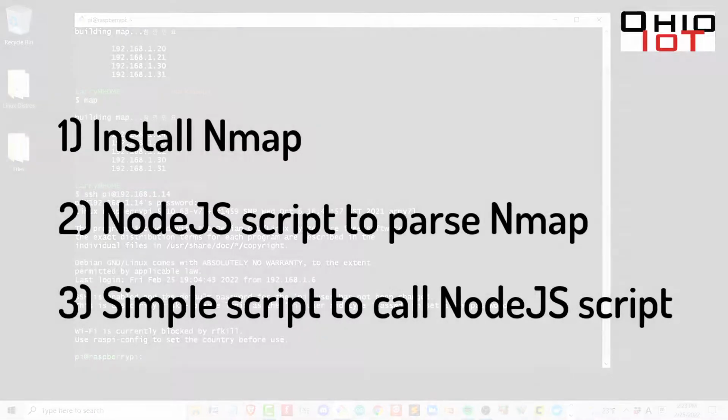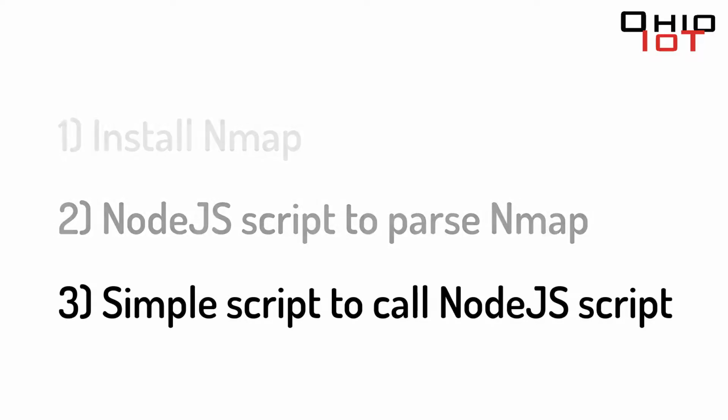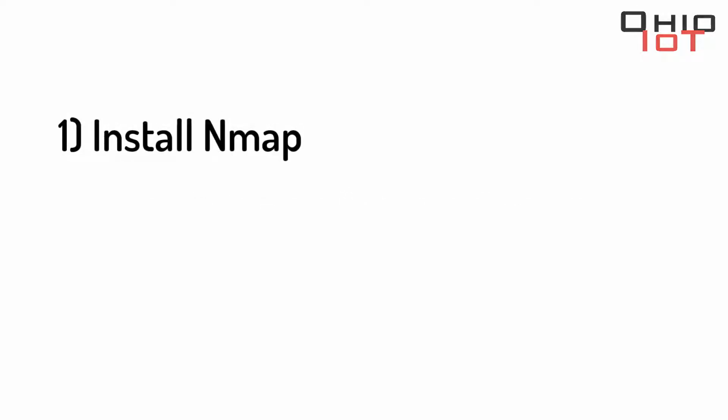I'm going to walk you through the 3 steps needed to get the result you just saw. The scripts that are developed here are available for download at github.com/ohioiot/nmap. First thing we want to do is install Nmap.